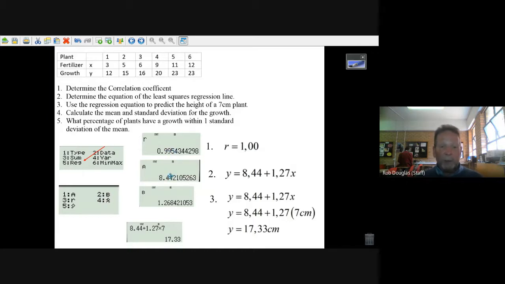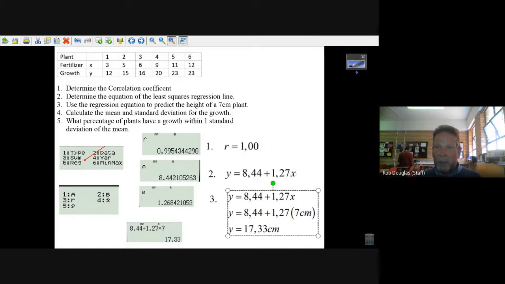Now, for the regression line itself, A is called the y-intercept, and all you do is clear it again, go Shift 1, and hit number 1, and out comes the number for A, 8.44. That's your answer. And then you need to find B, because A plus BX is our regression line. You just press number 2 and then press equals, and there's 1.27. Now you have the equation of the regression line.